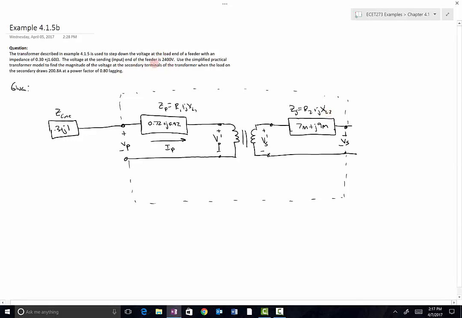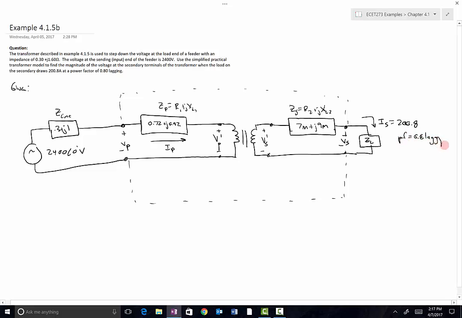We know that the input voltage to that feeder was 2400 volts. So that's 2400 volts AC, RMS. And then we know that there's a load on the secondary. We weren't told what the load is directly, but we know that it draws 200.8 amps. So we'll just have an unknown load, ZL, and we've got I secondary is equal to 200.8 at a power factor of 0.8 lagging.